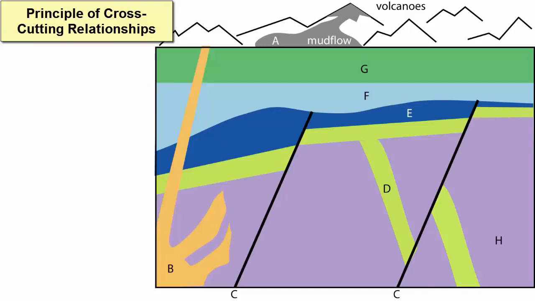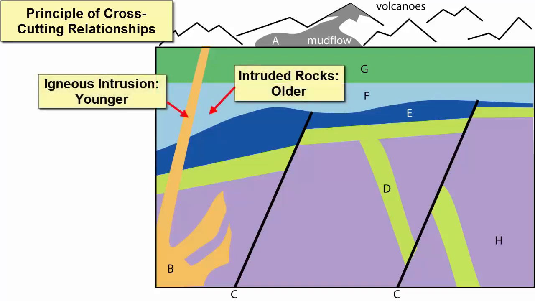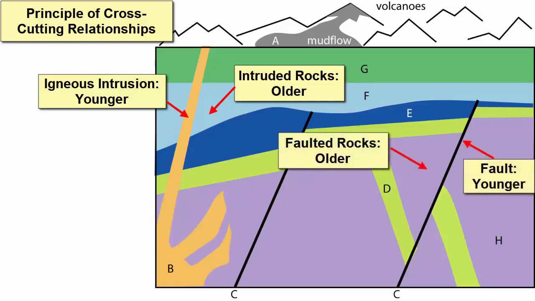The principle of cross-cutting relationships describes how certain geologic events, such as folding, faulting, magma intrusion, and erosion, are younger than the rocks they alter. For example, igneous intrusions are younger than the crustal rock into which they intrude, and faults are younger than the strata they fracture. It is often possible to determine the relative ages of several mutually cross-cutting intrusions and faults.